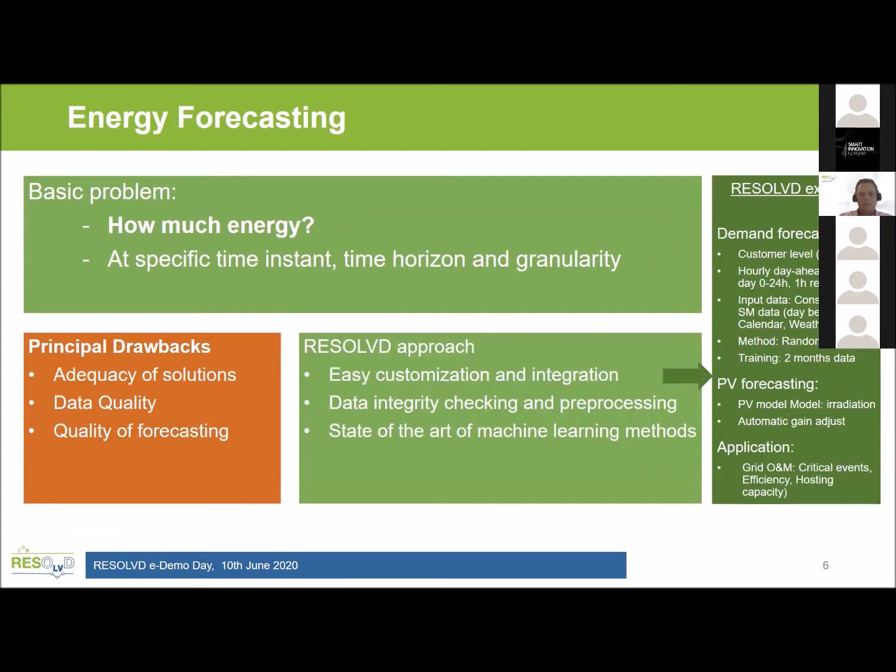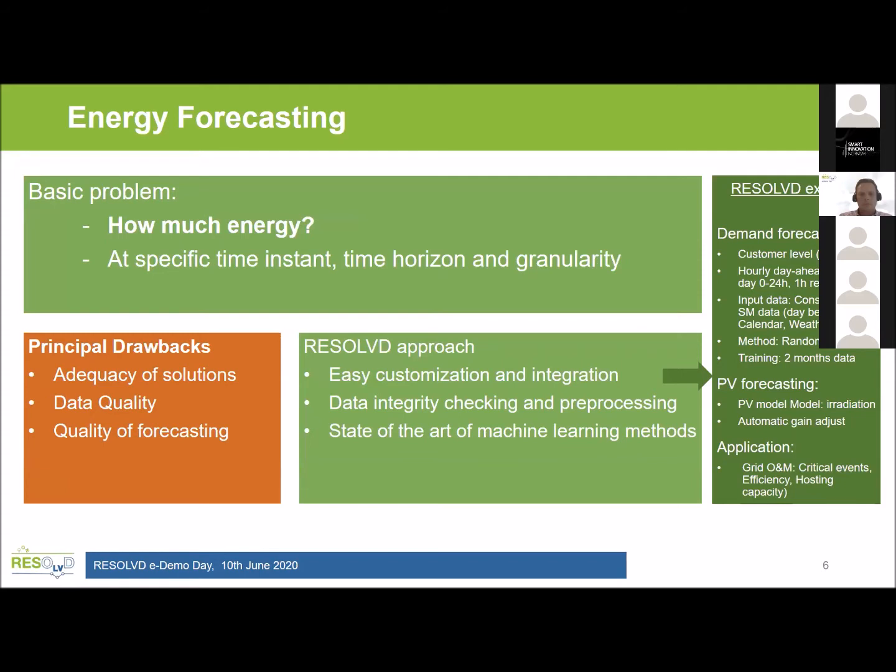Since the forecasting problem is a well-known problem, what are the principal drawbacks in adopting a solution? From this perspective, we have worked on providing a general or adaptable solution for the problem. For us, the main problems are these three that we point out on the left part of the slide. This is the adequacy of the energy forecasting methods or solutions we have to the problem that should be solved.